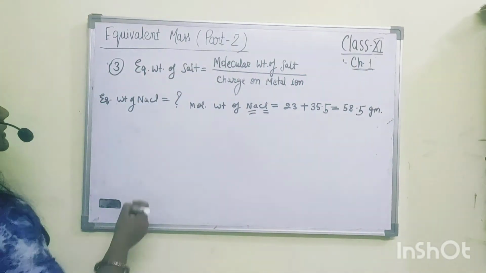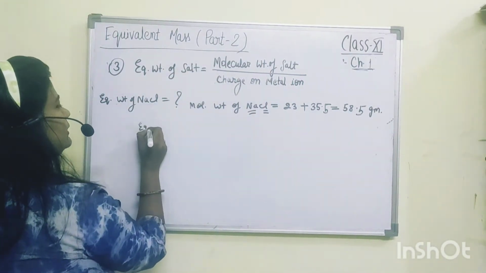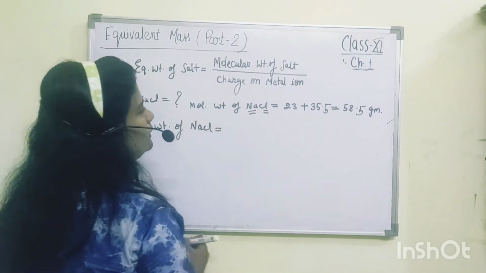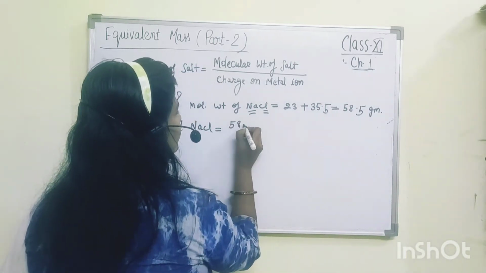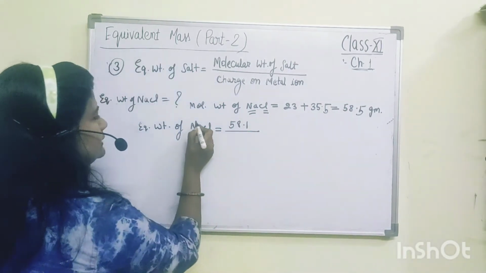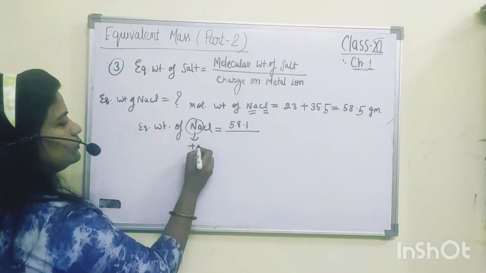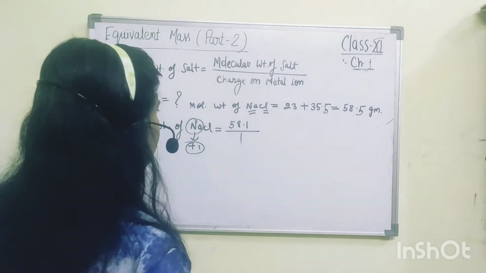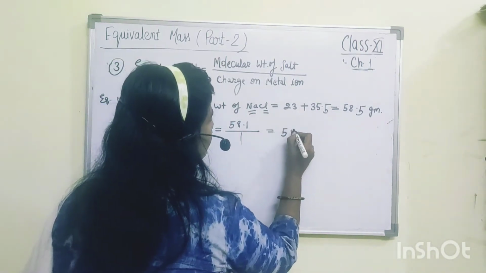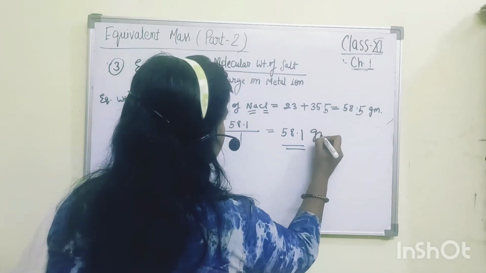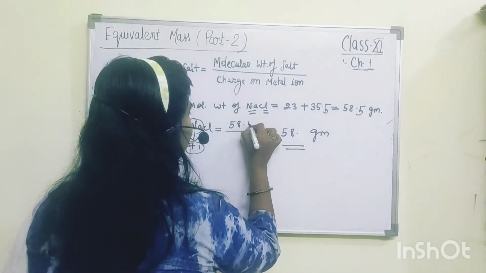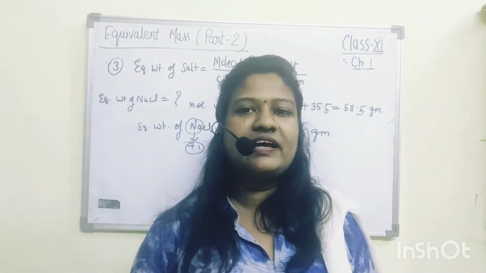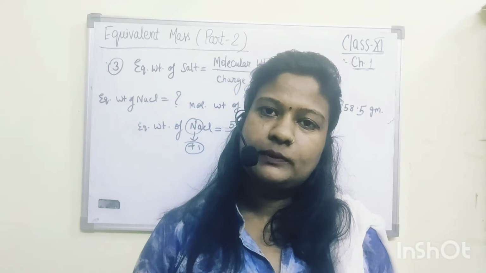Next I will take its equivalent weight. Equivalent weight of NaCl will be equal to 58.5 divided by the charge present on the metal ion, which is 1, since it has a plus 1 charge. So the answer will be 58.5. Again I am repeating this, 58.5. 35.5 is the atomic mass of Cl.